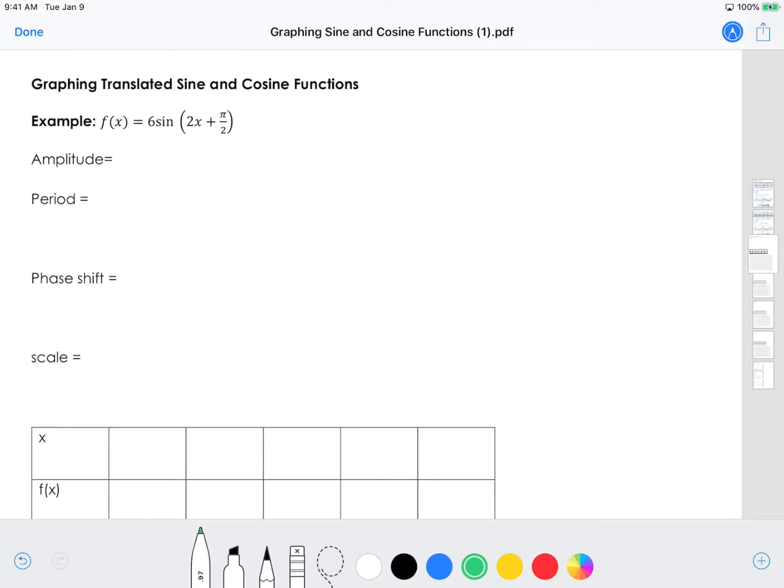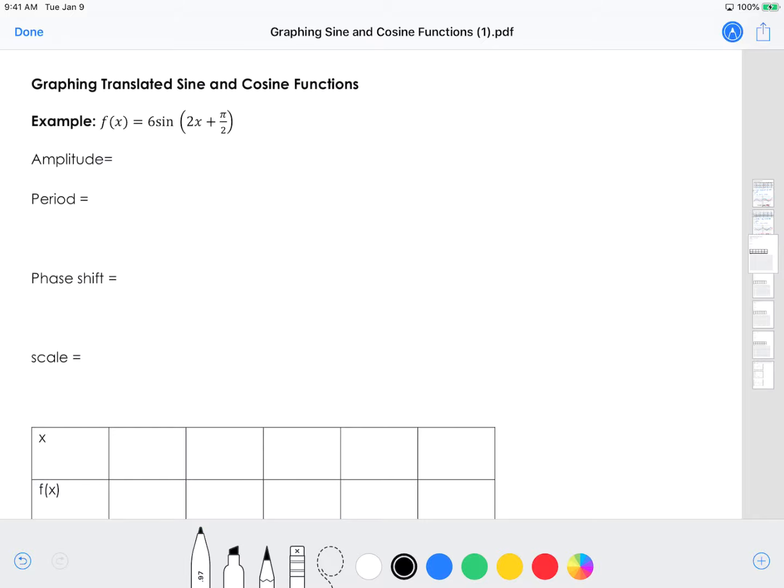Okay, now we're going to talk about translated graphs of sine and cosine. And so we're going to take the mother functions, sine and cosine, which we just graphed in the previous part, and we are going to start compressing them and stretching them and shifting them.